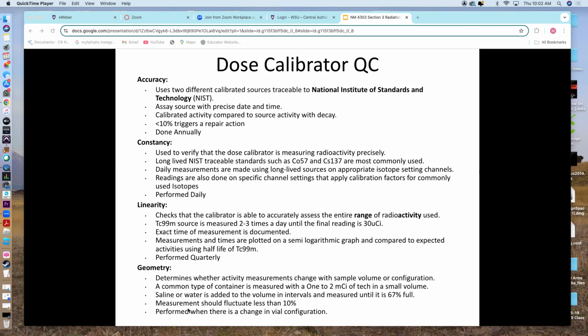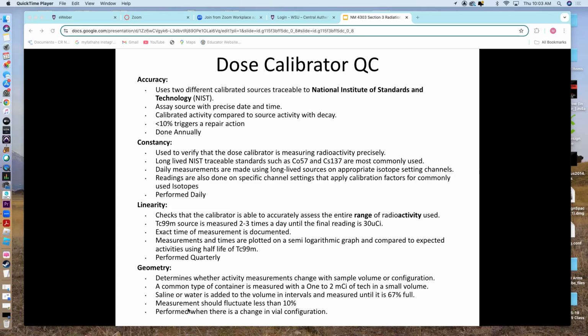And so they actually did this on our dose calibrator. They did the geometry, and they measured, and they changed the vial and the configuration to make sure that it was measuring accurately. But no matter what shape your vial is, essentially what they do for the test is they'll take that vial and put radiation in it, and they know the amount. So say you use tech and you have 20 millicuries in there, they'll start with 20 millicuries in a very, very small amount of saline, and then they'll keep filling it up and measure until it's about, on the books it says 67% full.